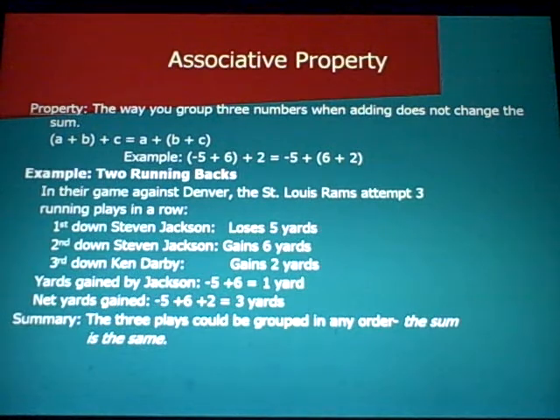Now you can look at these statistics in different ways. You could look at the yards gained by Jackson, the minus 5 on the first run plus 6 equals a yard. But if you add the 3 runs together, you end up with 3 yards. And it doesn't matter what order they came in. Ken Darby could have gained the 2 yards on first down, and we could have lost 5 yards on third down. The order doesn't matter. The 3 plays can be grouped in any order, and the sum is the same.